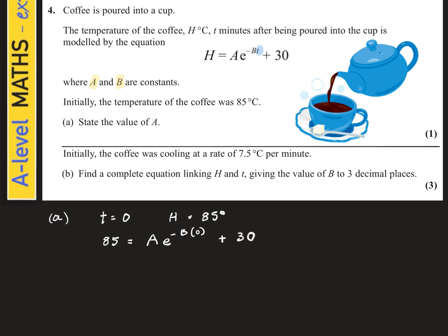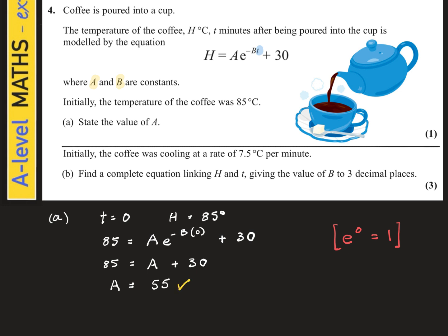And you remember that always if we have e to the 0, that's equal to 1, which makes this equation simplified as 85 is A plus 30, and that gives us the value of A being 55. And the mark that we'll gain is from writing A is equal to 55.